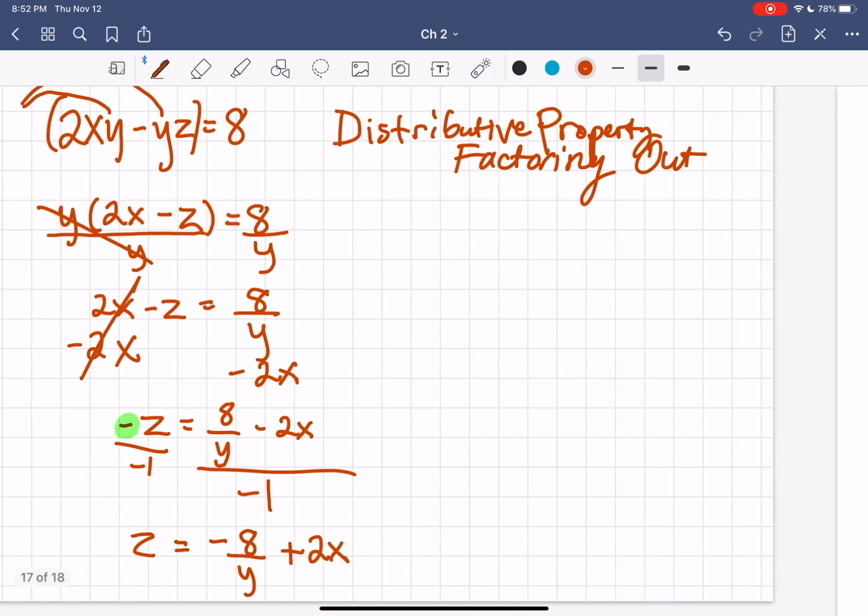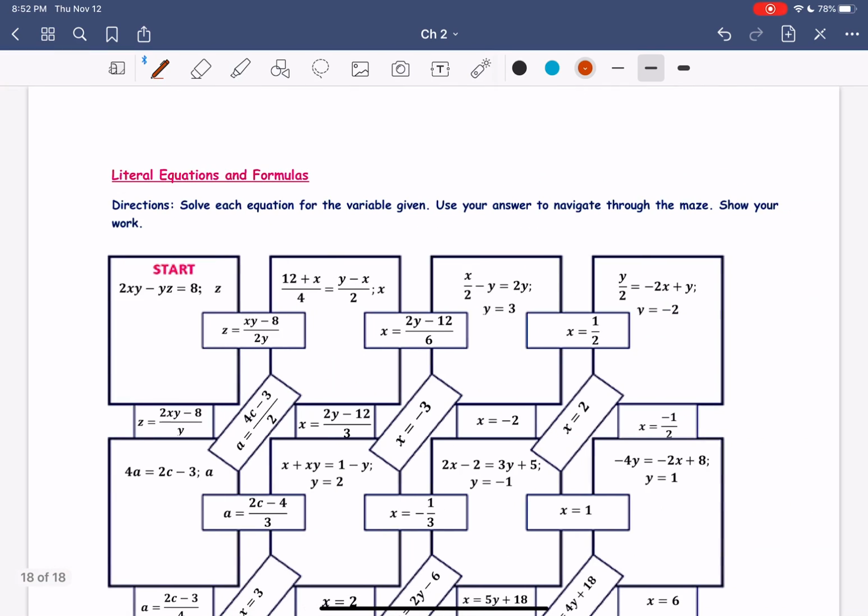All right, I have the maze on the next page because I found it. Oh, that's dumb.